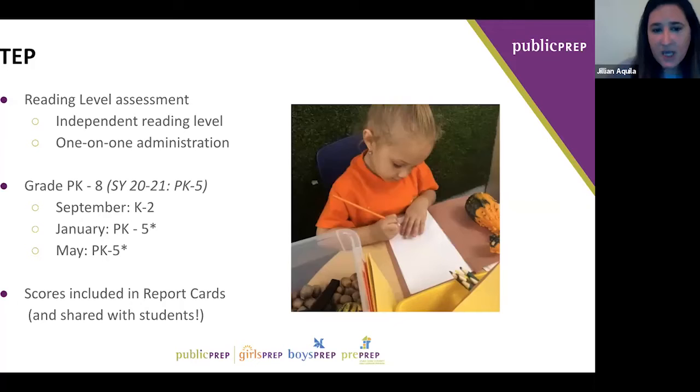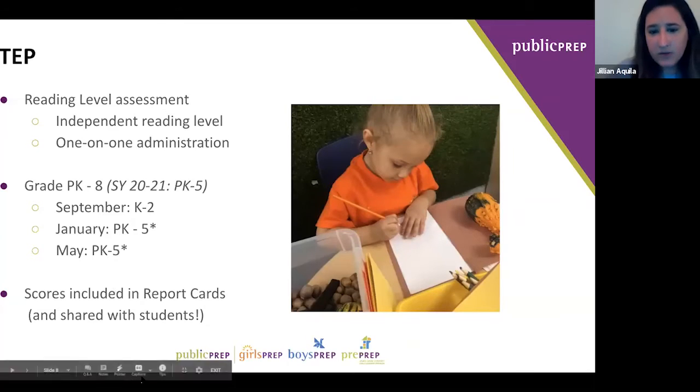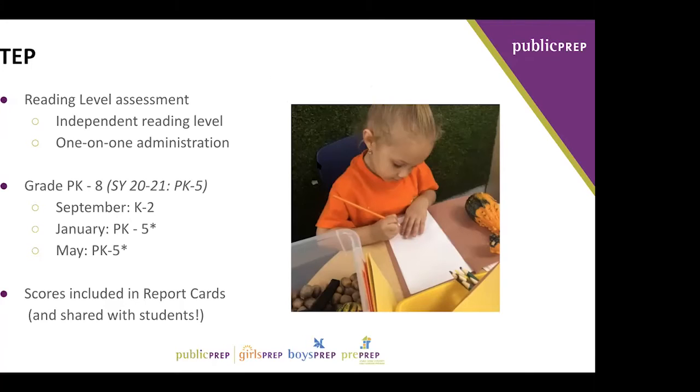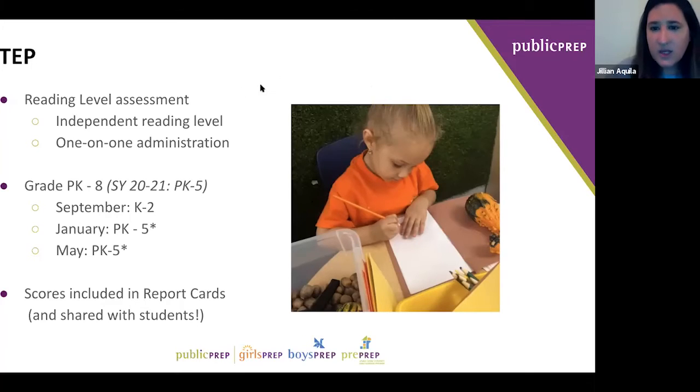While we do usually STEP test in grades K through 8, this year, because of our remote world, we have completed STEP testing virtually for students in K-2 in September, and we plan to assess students in K through 2 in January, and some third, fourth, and fifth graders as well in January and May. We have decided that we're going to be looking at some other data points for grades 5 and 8, but some students will be tested based on their STEP data in grades 3, 4, and 5.